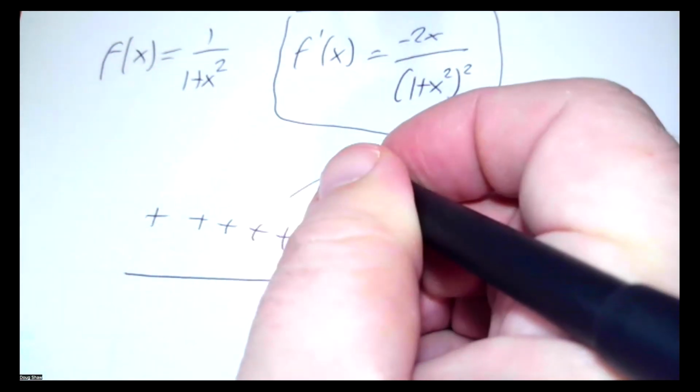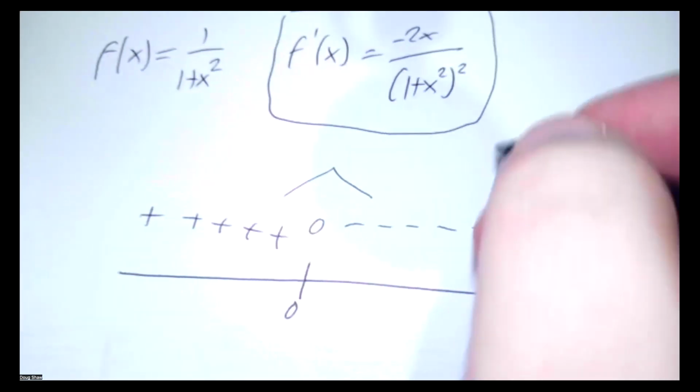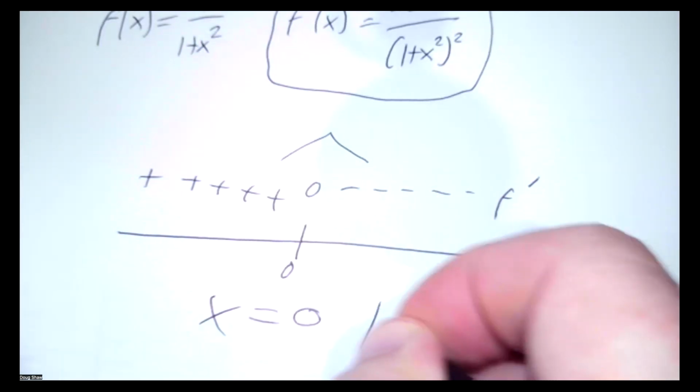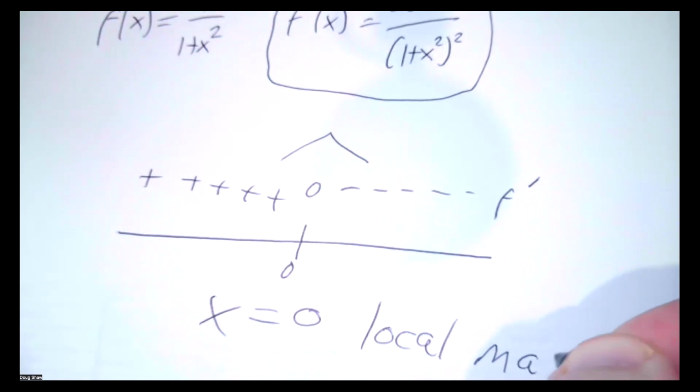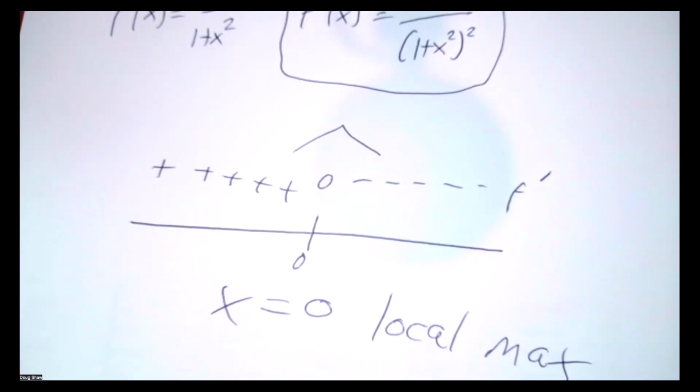And so I'm increasing and then decreasing. That means x equals 0 is my local max. X equals 0 is my local max.